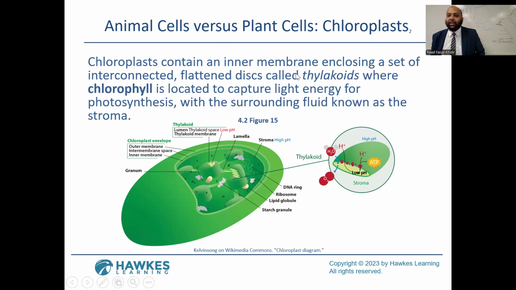Chloroplasts contain an inner membrane enclosing a set of interconnected flattened discs known as the thylakoids, where chlorophyll is located to capture the light energy for photosynthesis, with the surrounding fluid known as the stroma.